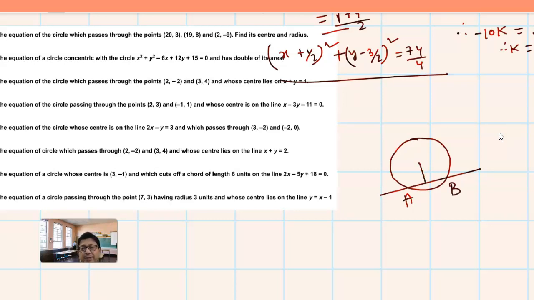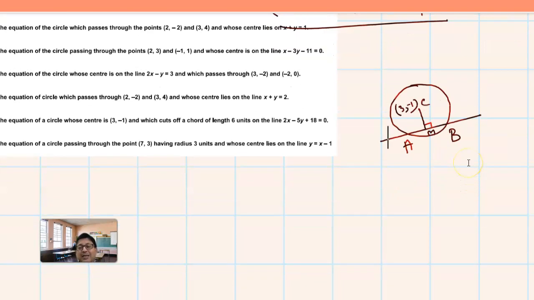From center, if you draw a perpendicular, then it will divide the chord into two equal parts, and this is enough. Only this information is enough to get the equation of circle. Why? Because center is given 3 comma minus 1, and chord of length 6 units, so this part is 3, this part is also 3. The equation of AB is given 2x minus 5y plus 18 equal to 0. So CM, distance from 3 minus 1, can be determined.